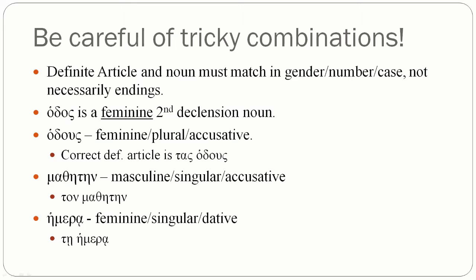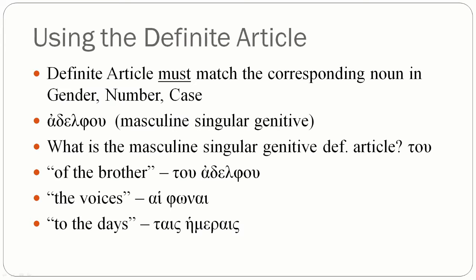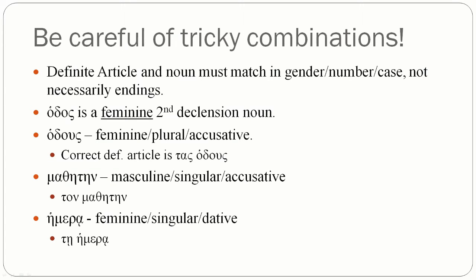Unfortunately, it's not quite that easy, or it's not always going to be that easy. As I said before, the definite article and its corresponding noun have to match in the gender, number, and case, but not necessarily in the endings. Okay, this previous slide here, it just happened to be a nice coincidence that the endings all matched up. Okay, the endings do not always have to match up. For example, the word hodous, and here's where you get a problem.